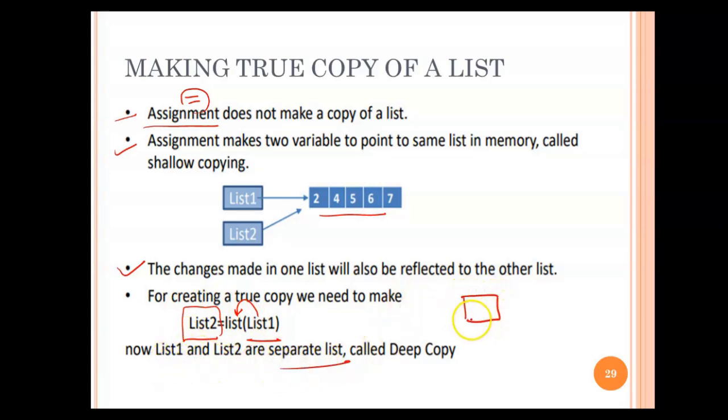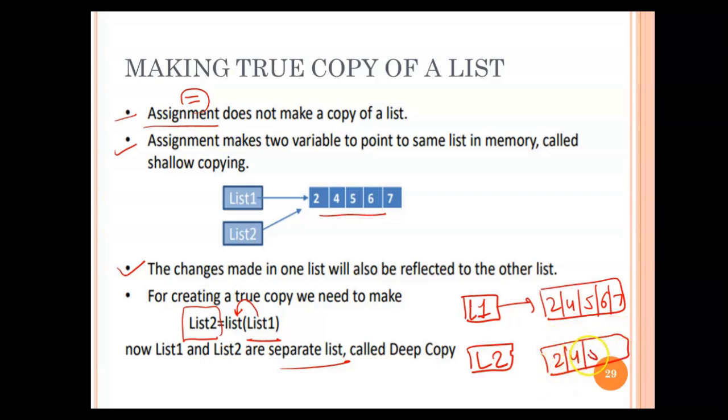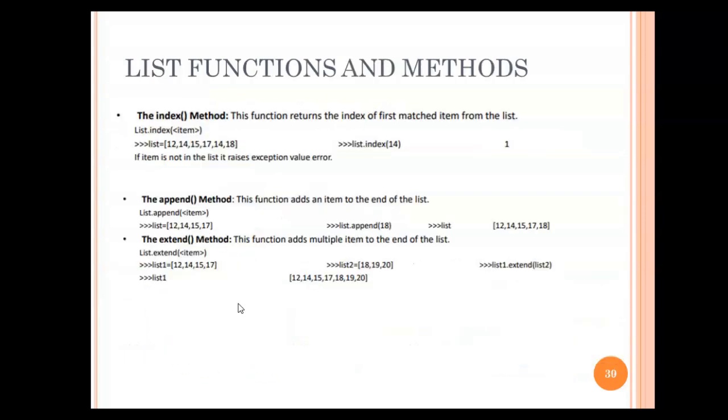It is like, you know, this one and this one. So in this one, this is list 1 and this is list 2. In this also you have, suppose, 2, 4, 5, 6, 7. Even in this also you have 2, 4, 5, 6 and 7. But they both are two different copies. Two separate copies are there. Okay, so this is the difference. This is the main thing you have to remember if they are asking you to create a true copy of a list.